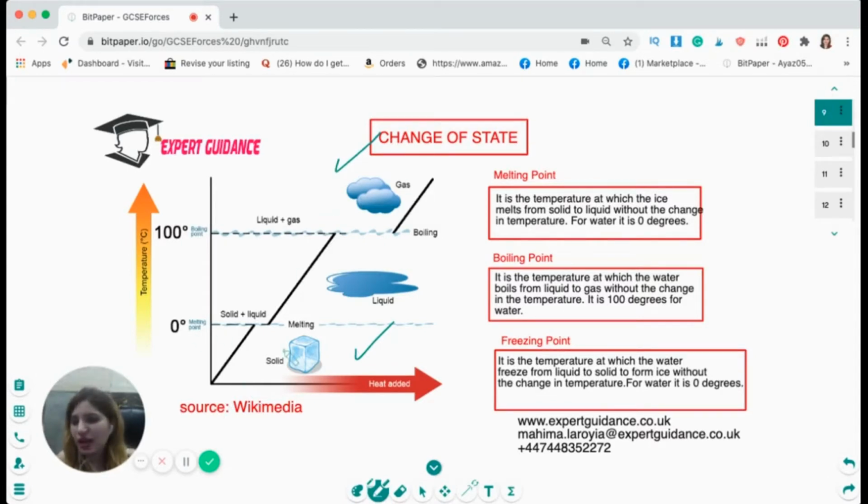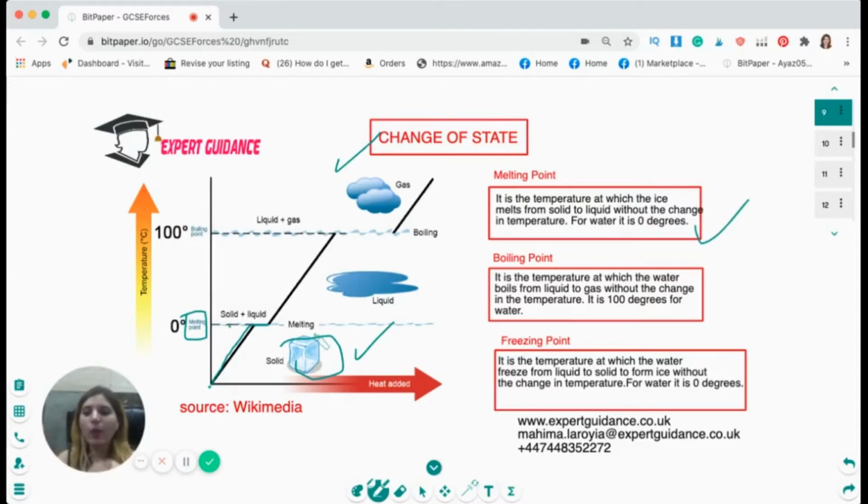Okay, so let's start from the start. Let's suppose we have a solid. Now, if you need to convert a solid to a liquid, you will heat the solid until it reaches its melting point. Now, the melting point of ice is 0 degrees. As soon as the melting point is reached, there will be no change in temperature until all the solid is melted. So the graph becomes flat at the melting point. The melting point is the temperature at which the ice melts from solid to liquid without a change in temperature, and for water it is 0 degrees.